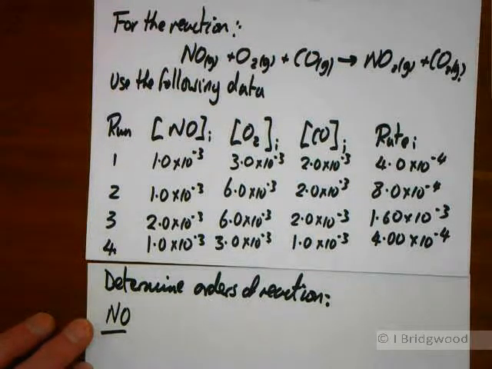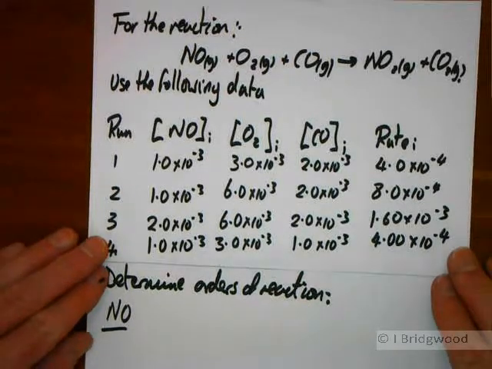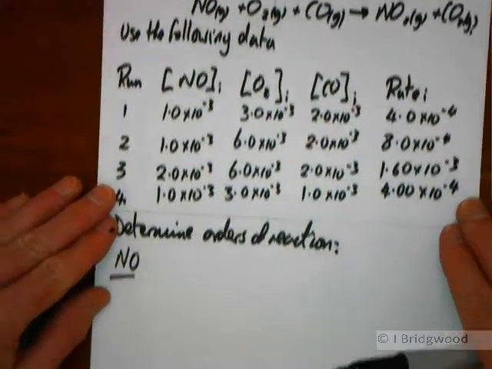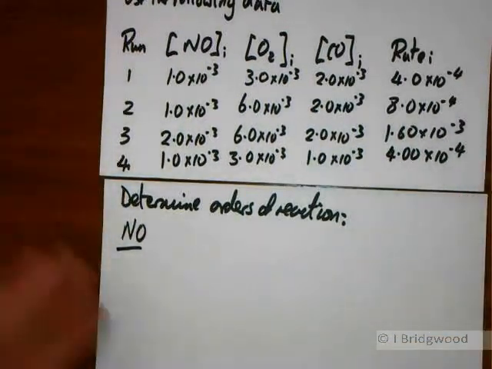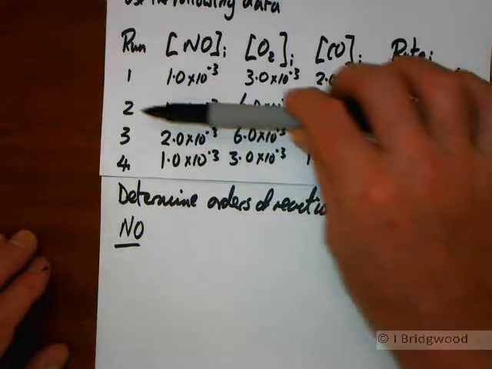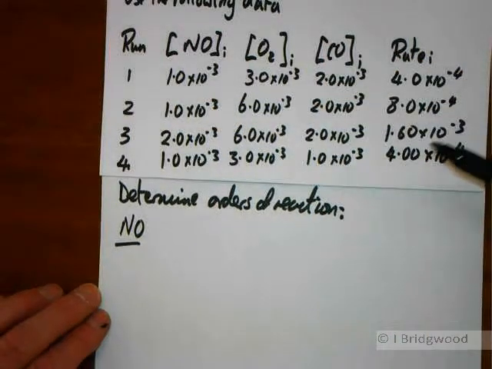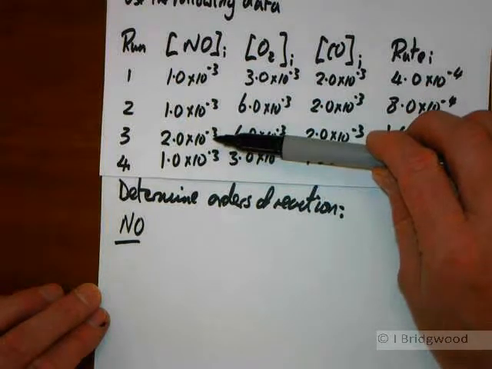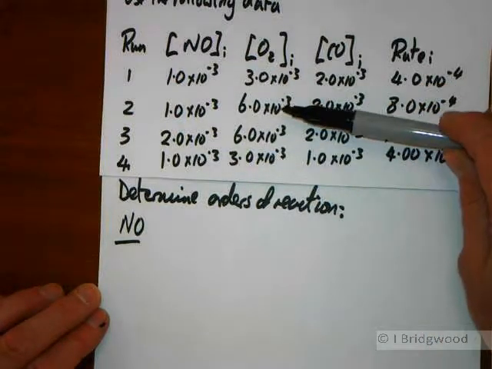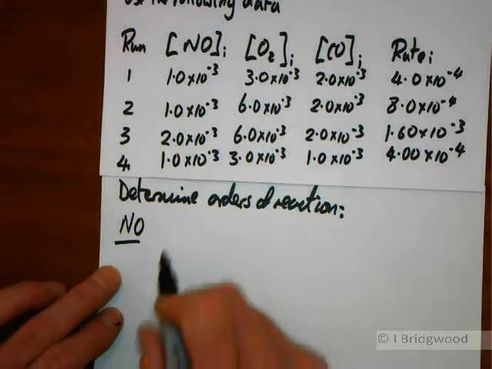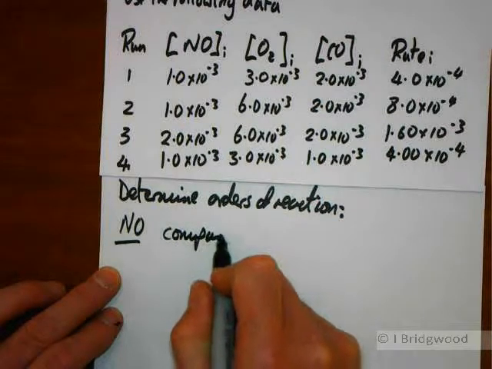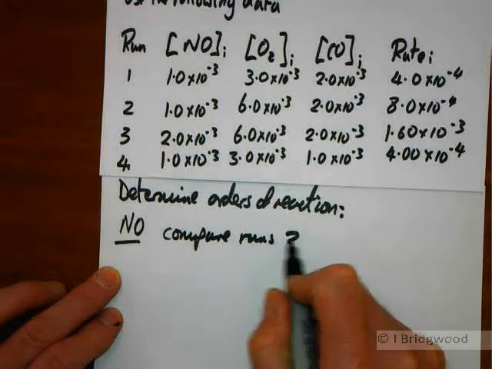Now what we want here is a change in the concentration of nitrogen monoxide, but for the concentration of oxygen and carbon monoxide to remain constant. And you'll notice runs 2 and 3 follow that criteria. You can see that the concentration of NO is doubling, and the concentration of oxygen and the concentration of carbon monoxide remain constant. So we can compare runs 2 and 3.